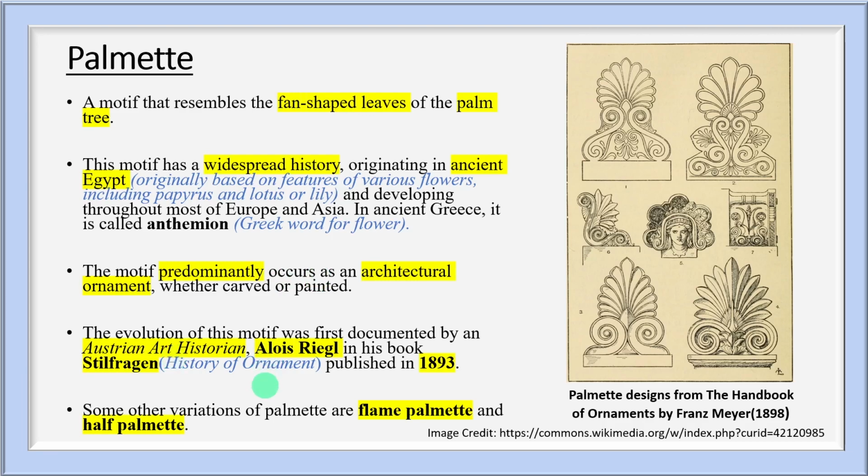The evolution of this motif was first documented by an Austrian art historian, Alois Riegl, in his book Stilfragen, which in English means Problems of Style, and it was published in 1893. I'm going to include a PDF of this book in which you can look at various motifs. It is very beautifully illustrated, and if you want to take a look, the link will be in the description box. Some other variations of the Palmette are flame Palmette and half Palmette. Flame Palmette we are going to study in detail, and half Palmette is the Palmette divided in half, vertically bisected.